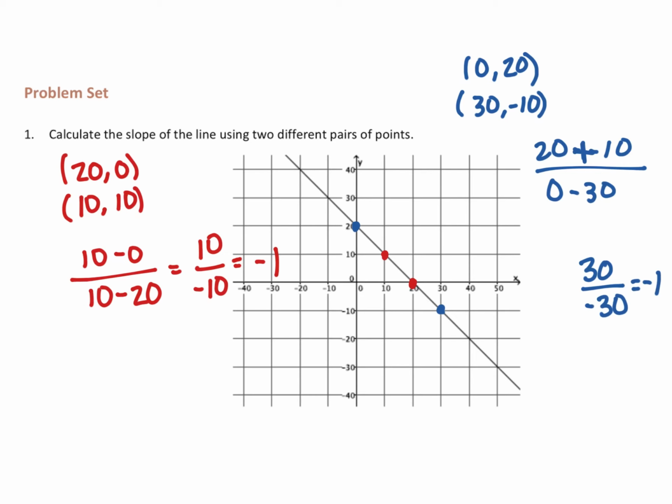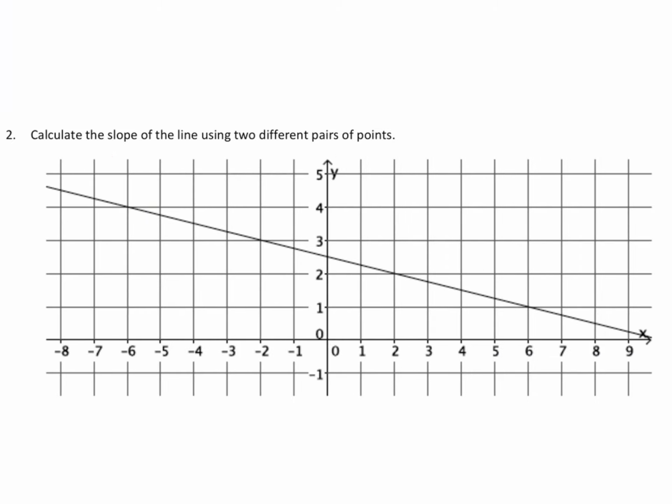I use the blue points on the right side and the red points on the left, and I've shown that no matter which 2 I choose, I get a slope of negative 1.